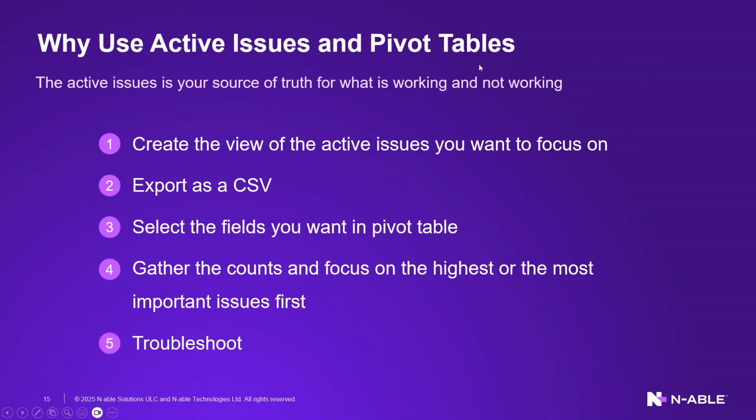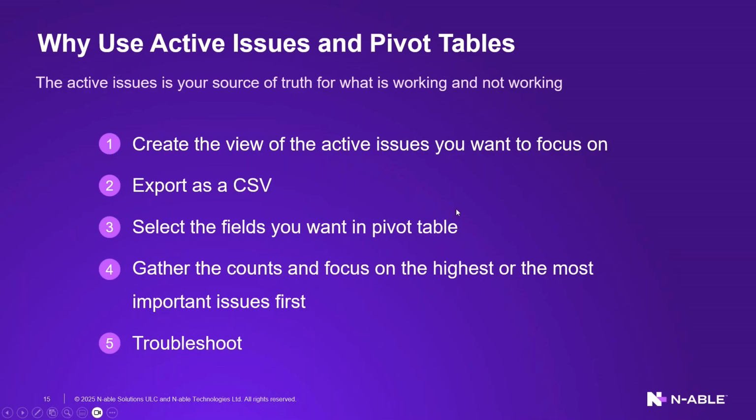So this is why we're going to use the active issues and pivot tables. One, create a view of the active issues you want to focus on. Export as a CSV. So whatever view you've created in the active issues view will effectively be exported when you click on export to CSV. So always finding the right view. You can, like I do, just choose failed, warning, misconfigured and stale, those four typically, and then I'll just pivot table the heck out of it and find out what's most important.